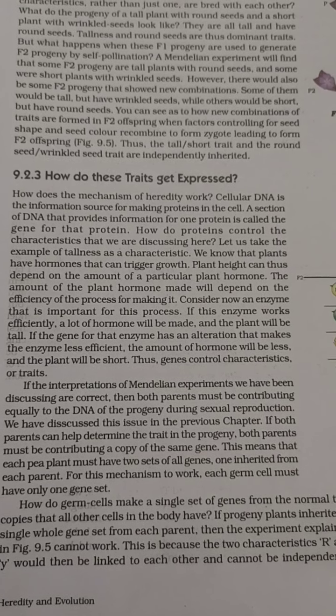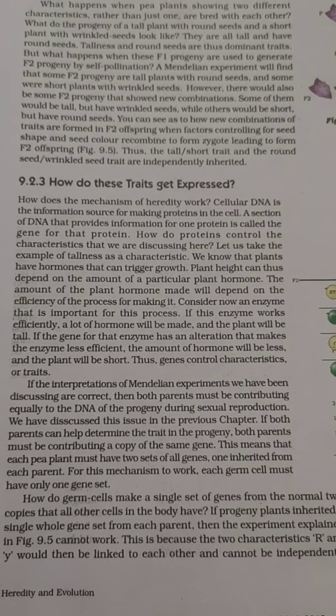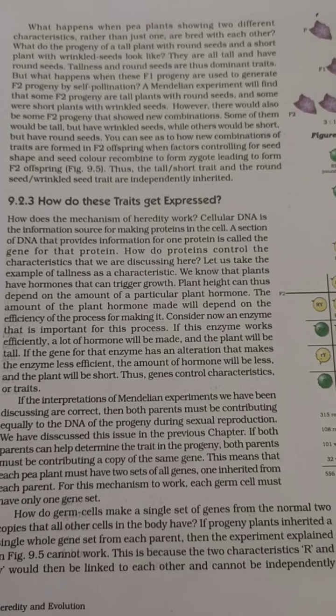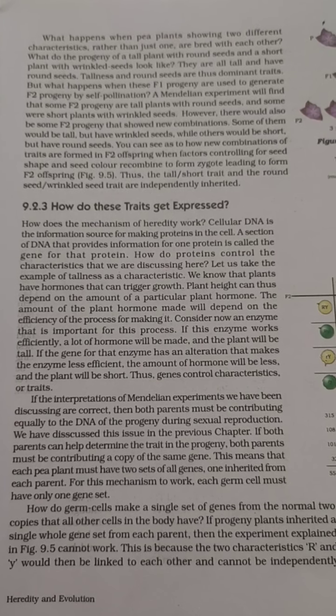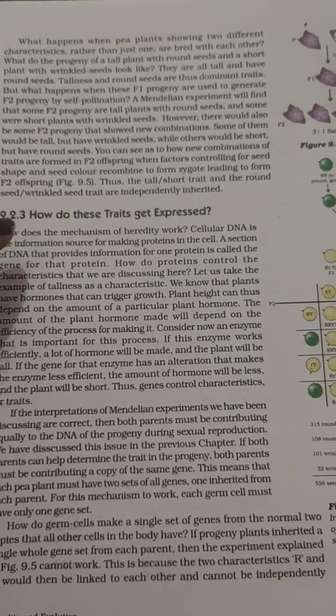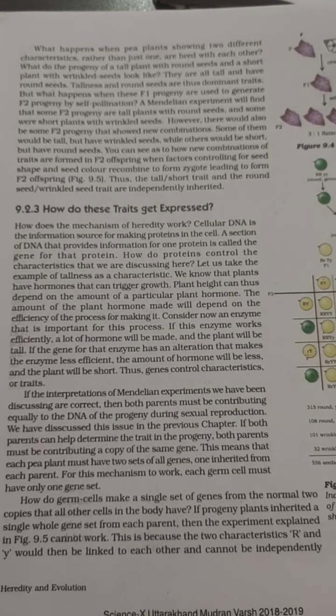So we were doing chapter number 9, that is heredity, and in our last lecture we covered the topic of dihybrid inheritance and the explanation of the result along with the Punnett square. So first, before starting the topic of how these traits are expressed, we will move on to our homework from last week.